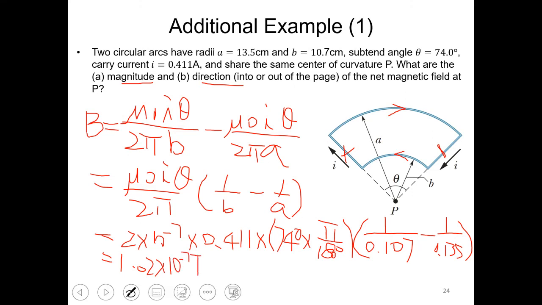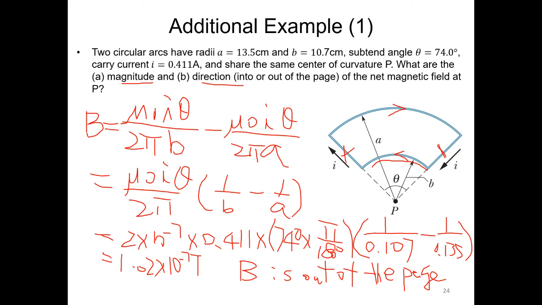And then actually, because the one due to this part is larger, this B should be out of the page. Because this distance is smaller, the B field generated should be larger. They point in opposite directions, but this one is larger, so it follows the direction of this part.